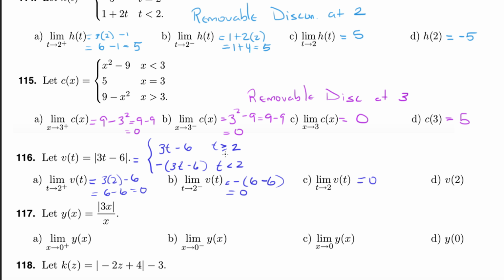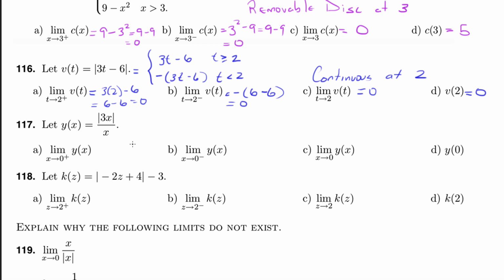And at 2, notice that the equality is the top one. It's also 0. So this one is continuous at 2. Okay? And why is that? Because all these 3 values are all equal. That's what makes it continuous. Now here we're going to have a problem because now we are dividing by x. Okay? Therefore x can't be 0 by definition. So here we have not defined, undefined. Okay? Because we can't divide by 0.